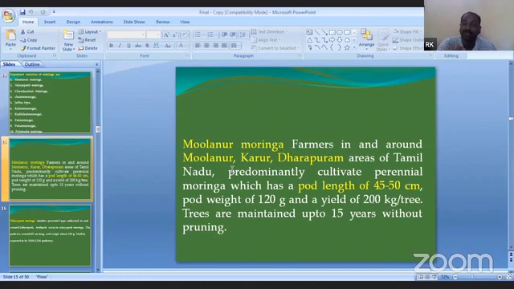Suppose these things are very essential. What is the pod length of the Moringa? Molanur Moringa, what is the pod length? 45 to 50 centimeter, pod weight 120 gram, and yield of 200 kg per tree. Trees are maintained up to 15 years without pruning. That is very important.